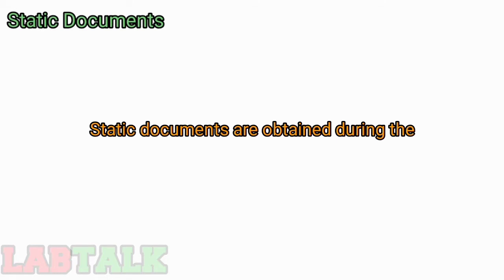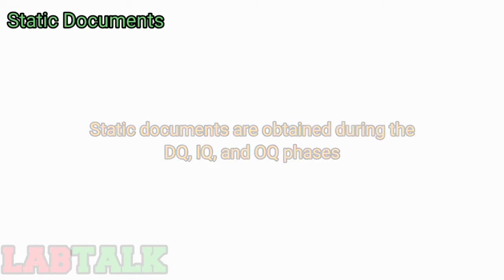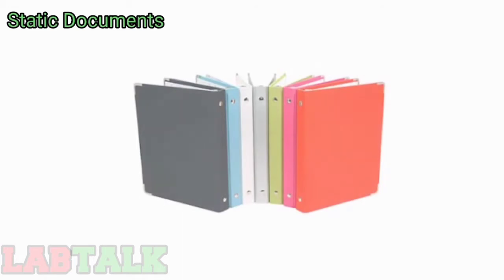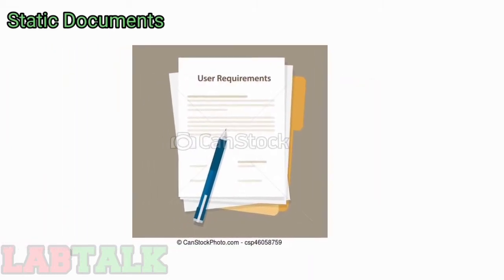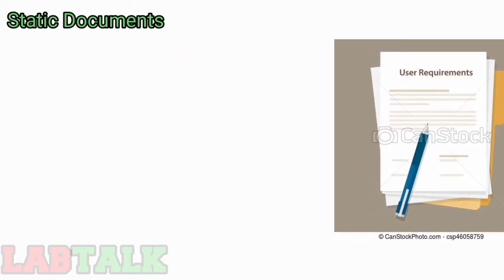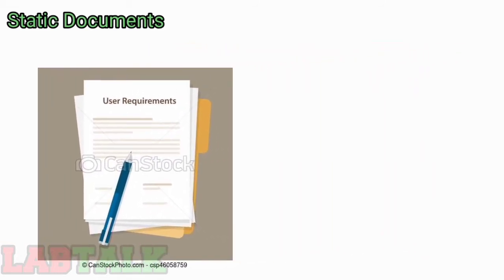Static documents are obtained during the design qualification, installation qualification and operational qualification phases, that is DQ, IQ and OQ, and should be kept in a qualification binder. Where multiple instruments of one kind exist, common documents should go into one binder or section, and documents specific to an instrument should go into that instrument's binder or section. During change control, additional documents can be placed with the static ones, but previous documents should not be removed.